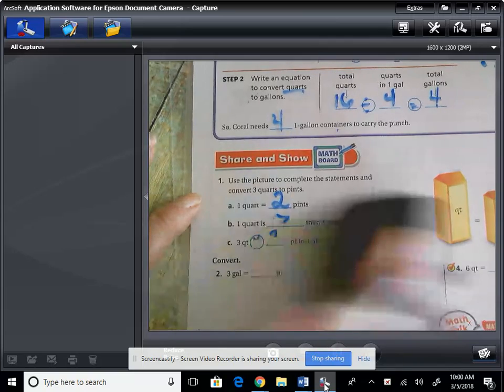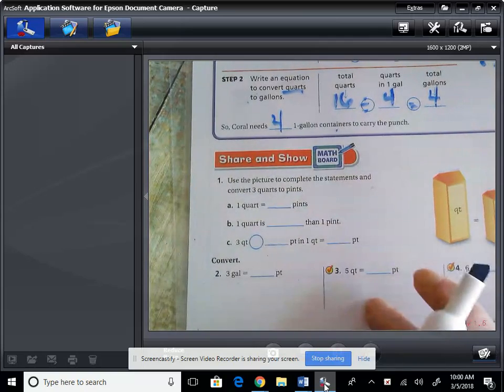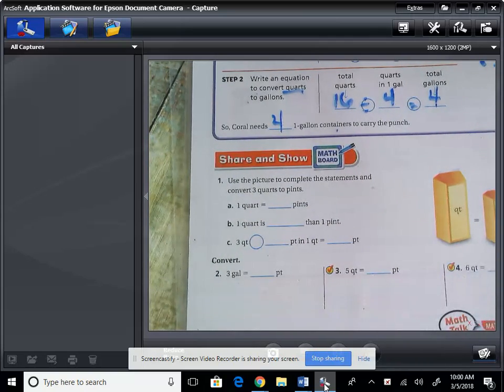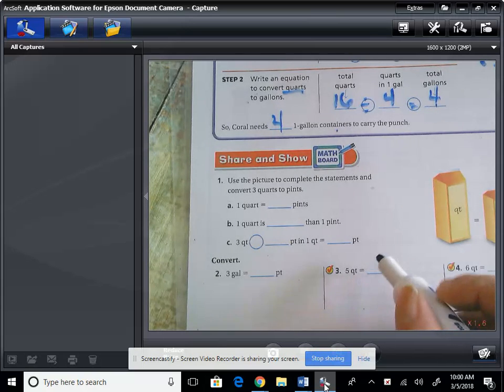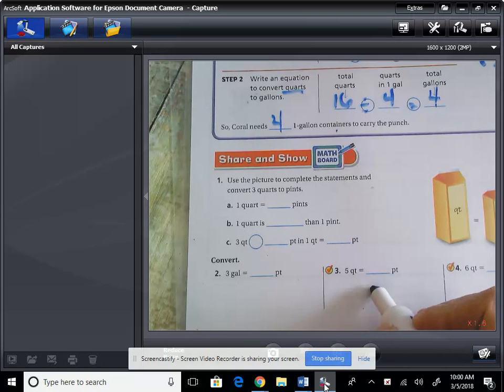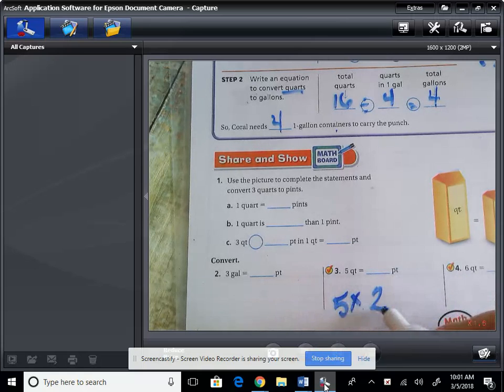So I want you to do this one with your partner, shut it off, see what you're converting, and then come back on and see if you worked it the same way I did. So I know how many pints are in a quart. There are 2 pints in a quart, and I'm going larger to smaller, so I'm going to multiply. So 5 times 2 equals 10. 10 pints are in 5 quarts.